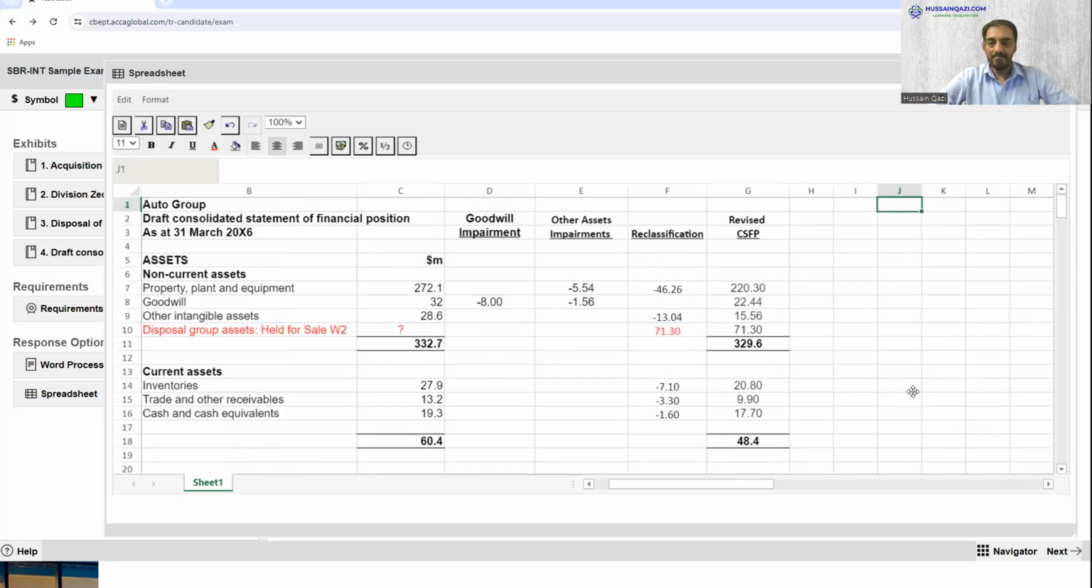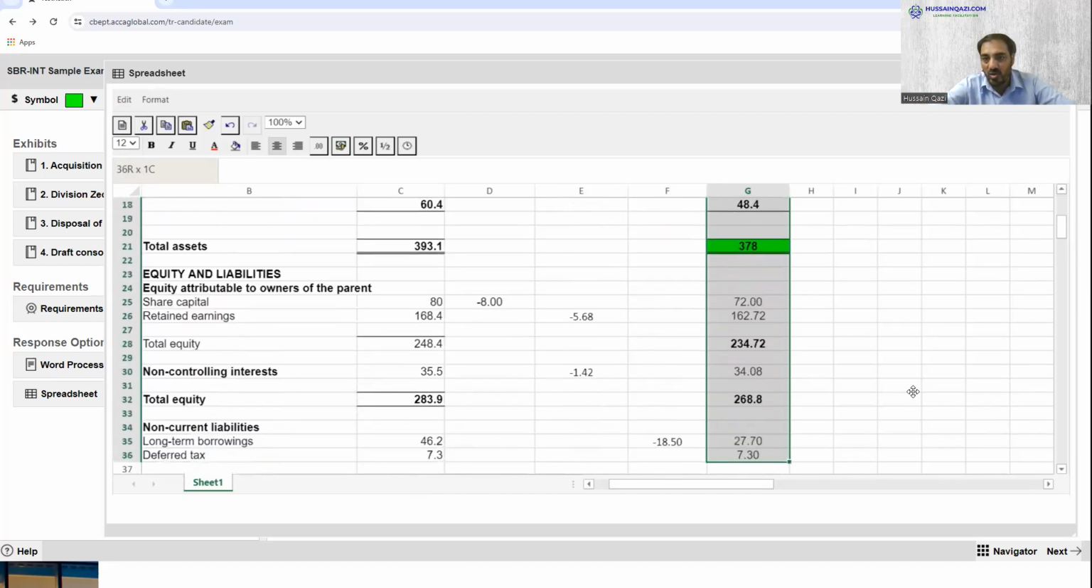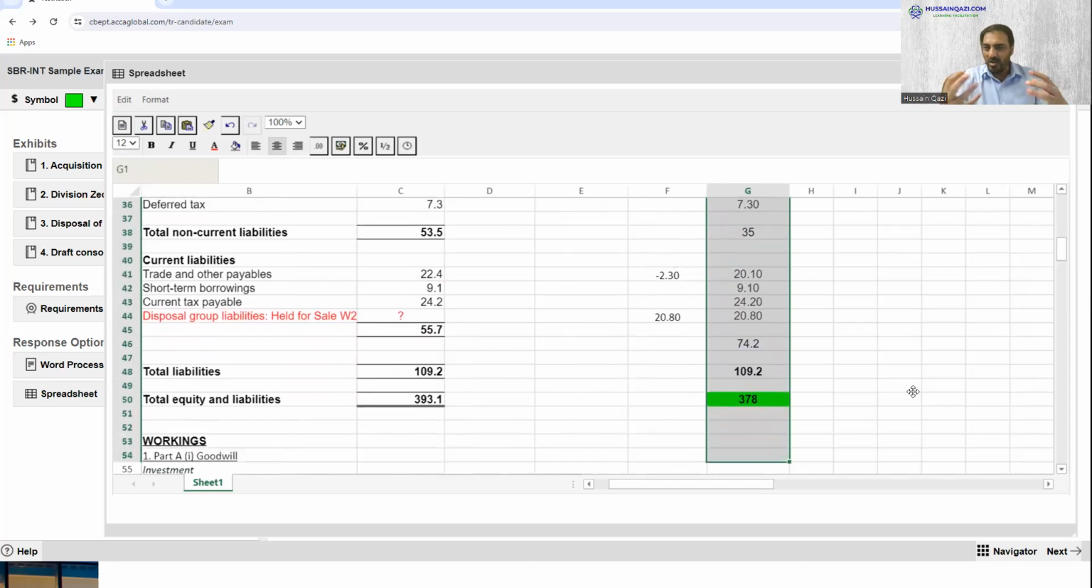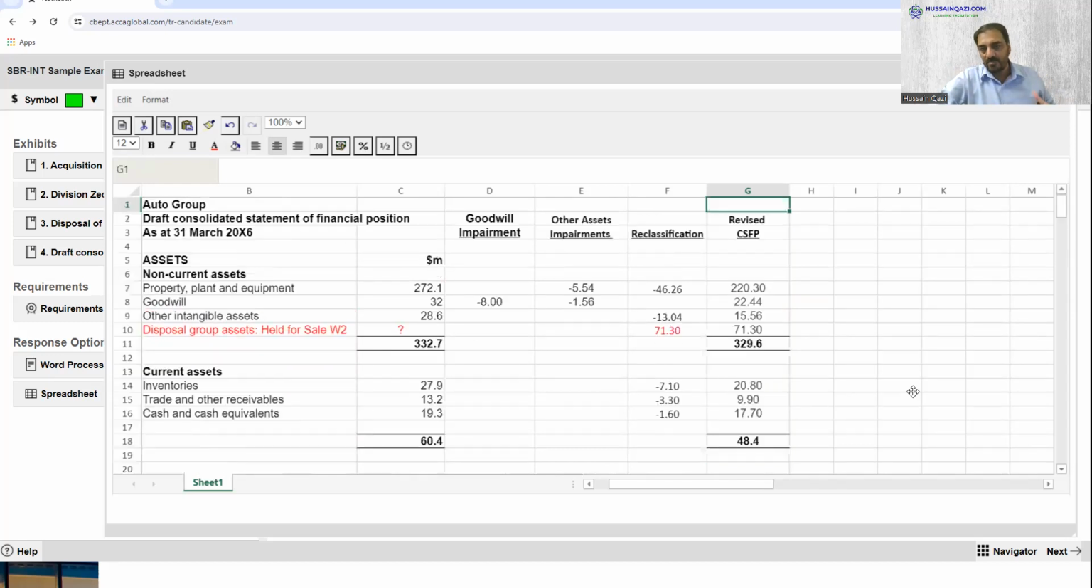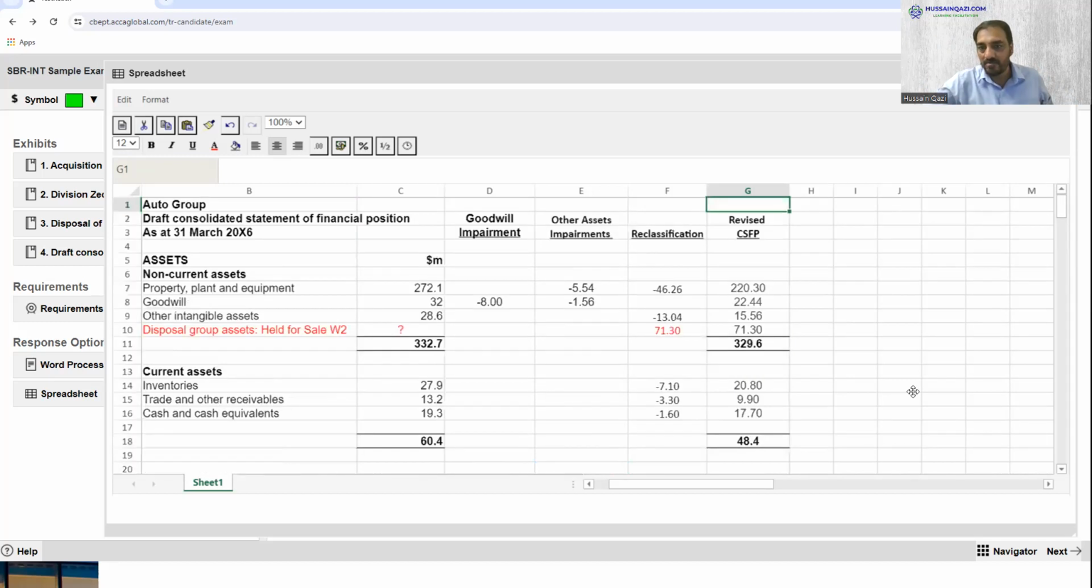Now the balance is tied, but I have a question for you. How much time have you and I taken for this revised consolidated balance sheet? It's about 2 or 3 minutes. But do you know that this column, with the marking scheme, has 0 marks for the revised consolidated balance sheet.